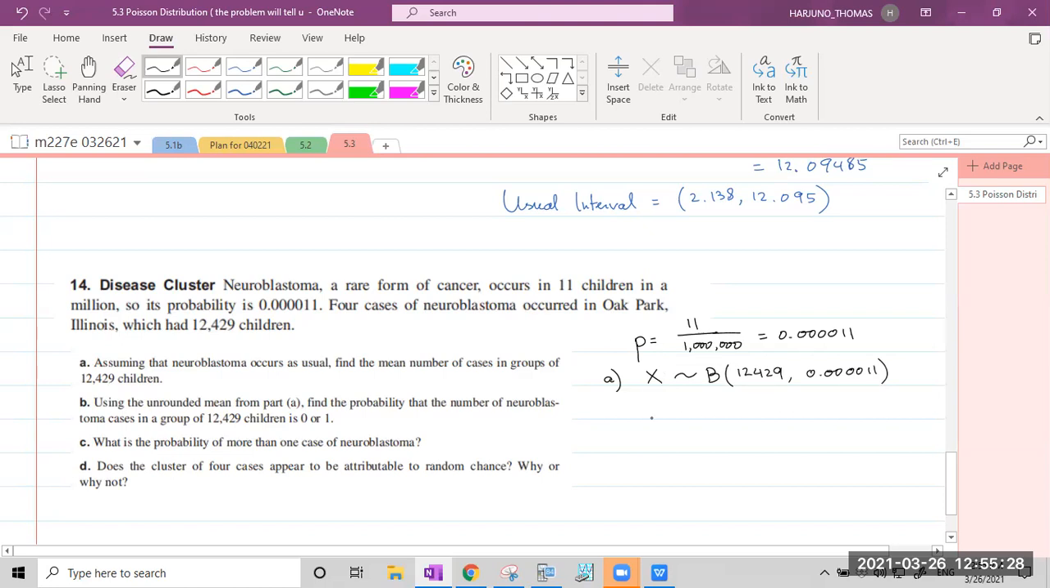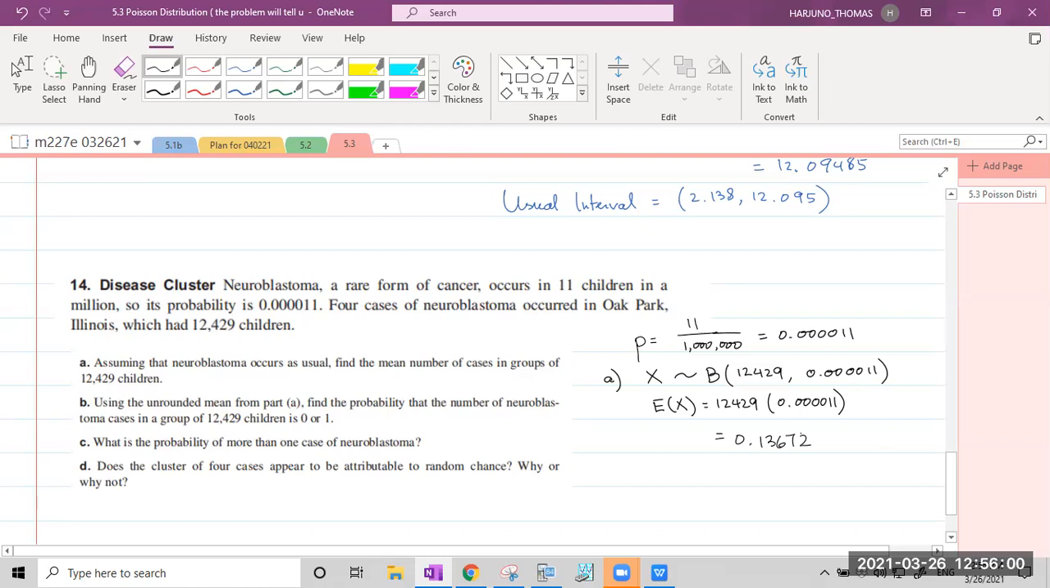Now the expected value will be 12,429 times 0.000011. I get the expected value is supposed to be 0.13672.